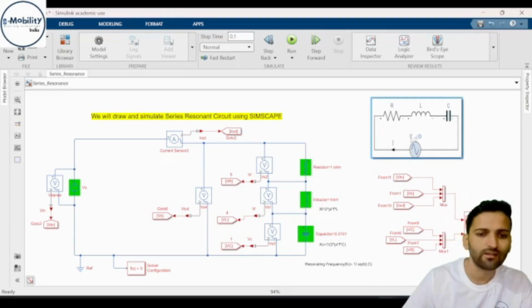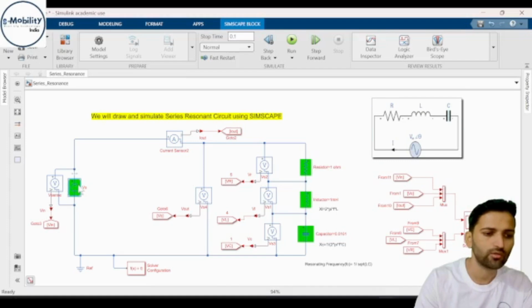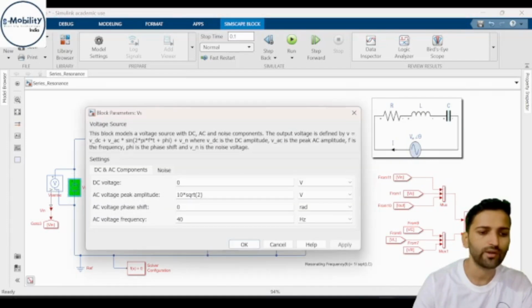In the series RLC circuit, this is a circuit which basically consists of an AC source and a resistance, inductance and a capacitor, which is shown by the color green. So here is a voltage source and we'll be going into the voltage source, double clicking it. I have taken 10 square root 2 as the peak value, or 10 is the RMS value of this AC voltage. 40 Hertz is the frequency.